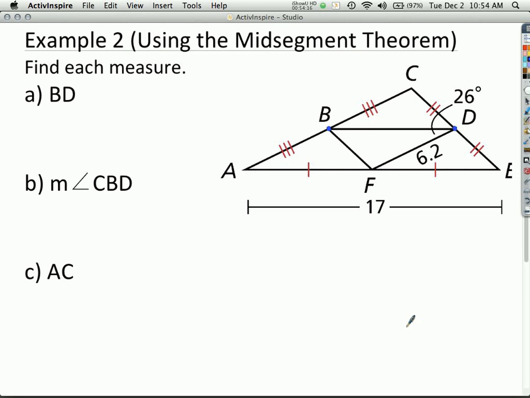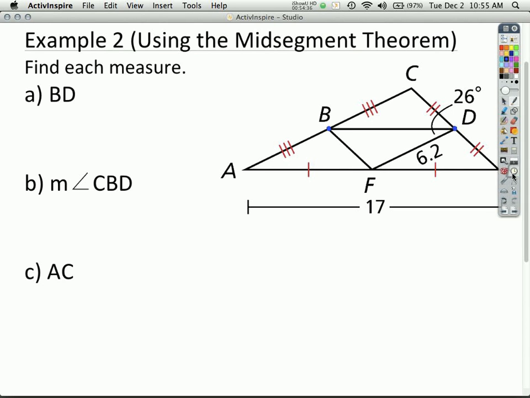So now give me a thumbs up if you have an idea of how to get BD. Oh, okay, so now we got some more confidence. Dainara, how can we do it? Why? And how do you know? Yeah, that's an E, by the way. Sorry about that. That's an E. So how do you know that it's half?